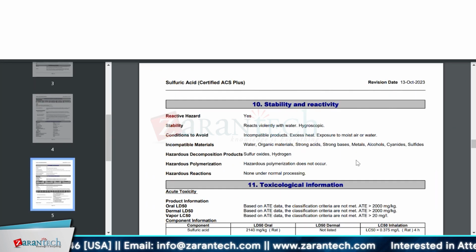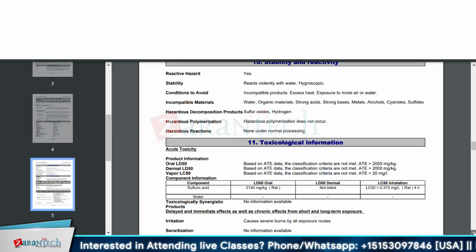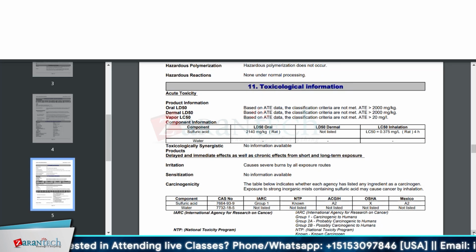Next, stability and reactivity. This is section 10. Here we'll talk about reactive hazards, stability, conditions to avoid, incompatible materials, all the things we talk about here. And section 11 is toxicological information. This is very, very important, guys. You have to go through it very deeply.